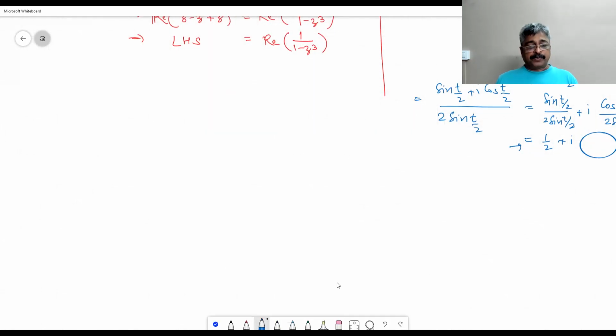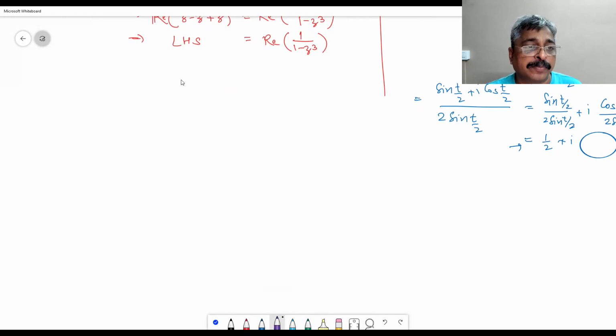Next problem. Which color should we use now? Yes, all are blue. Let A be a positive real number.